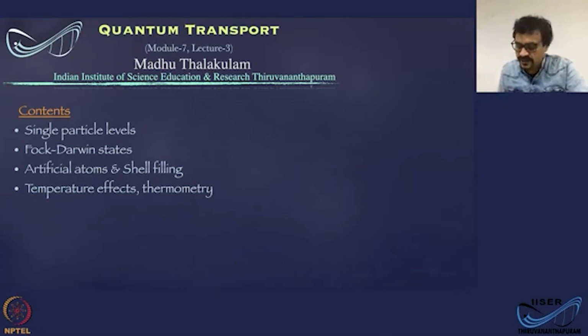So we'll discuss the single particle level spacing and its effect on the transport, the Fock-Darwin states, artificial atoms and shell filling, and eventually thermal effect or temperature on the transport and thermometry.